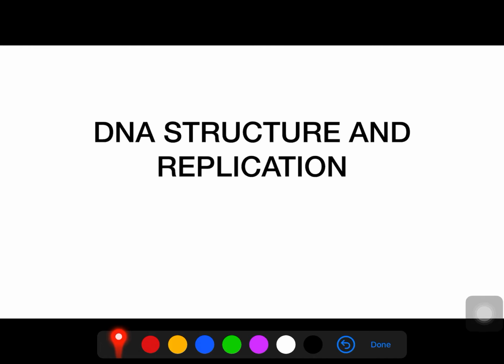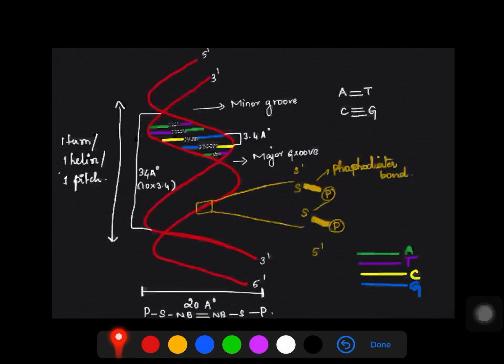Hi friends, today we will see a short video on DNA replication. Before going to DNA replication, we should know about the structure. It is a double stranded helical structure. One strand runs in the 5' to 3' direction, and the other runs in the 3' to 5' direction. This is the backbone of the DNA structure.